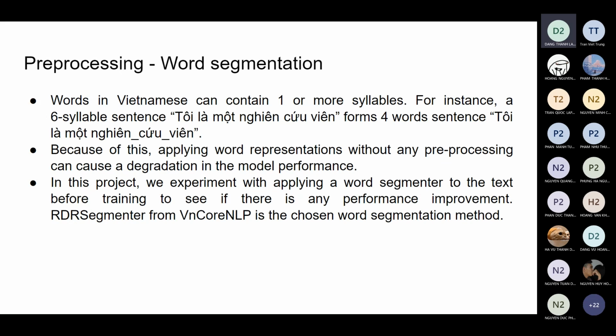Okay, so another technique we apply is word segmentation. We already know that words in Vietnamese can contain one or more syllables, as you can see in the example on the slide. For example, a 6-syllable sentence, tôi là một nghiên cứu viên, forms a 4-word sentence. Here, nghiên cứu viên is a single compound word. To do this, we used the RDR segmenter from VnCoreNLP.